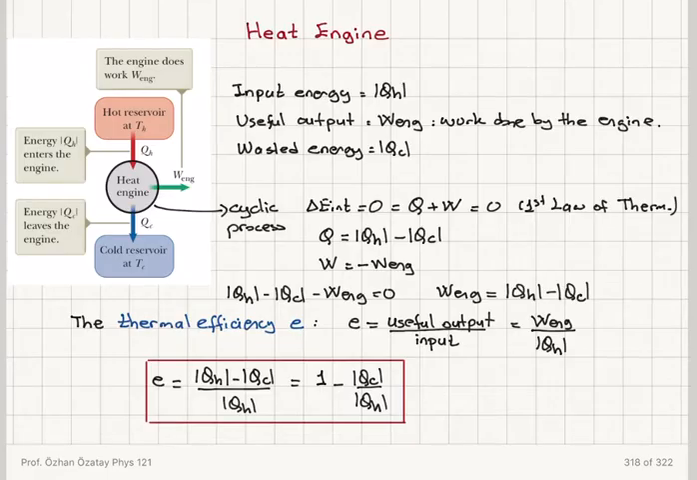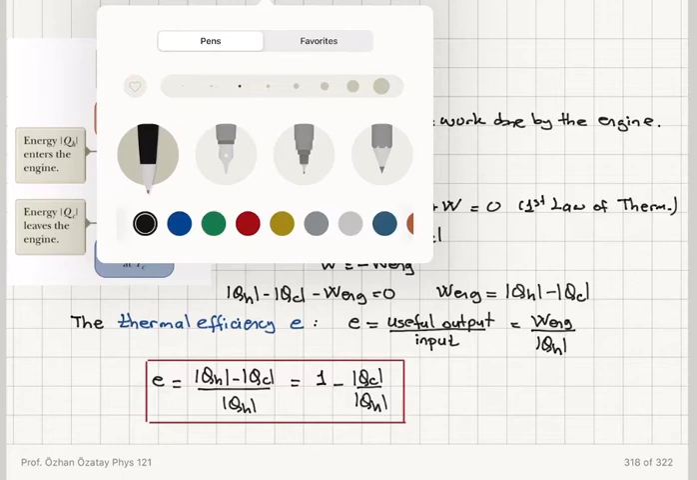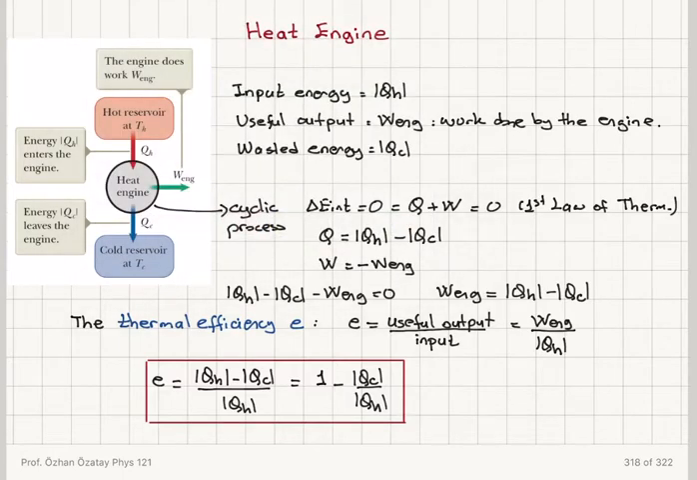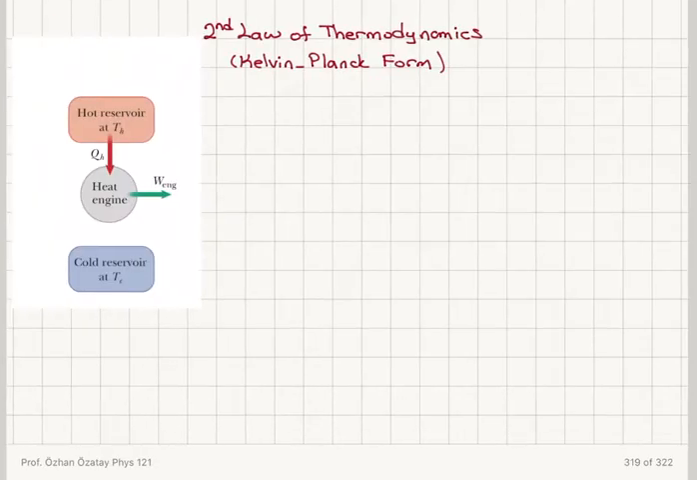Alright, so it's quite clear that if we are going to engineer such a device, a heat engine, we would like to have QC equal to 0. So efficiency equal to 1 would imply QC is 0. Alright, so here is the point where we have trouble, because there is the second law of thermodynamics, Kelvin-Planck form. So what does this say?